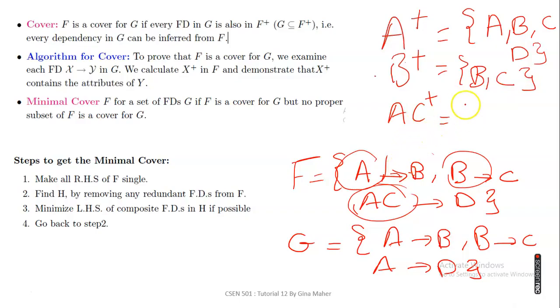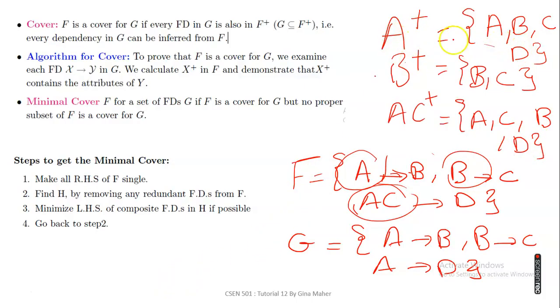Okay? AC, we will have A, C. A implies B, so B will be added. B is there, implies C, C already added. A implies D, so D will be added. Okay?